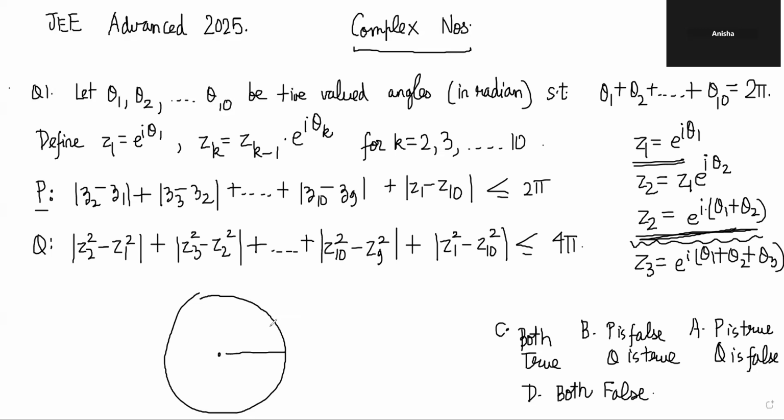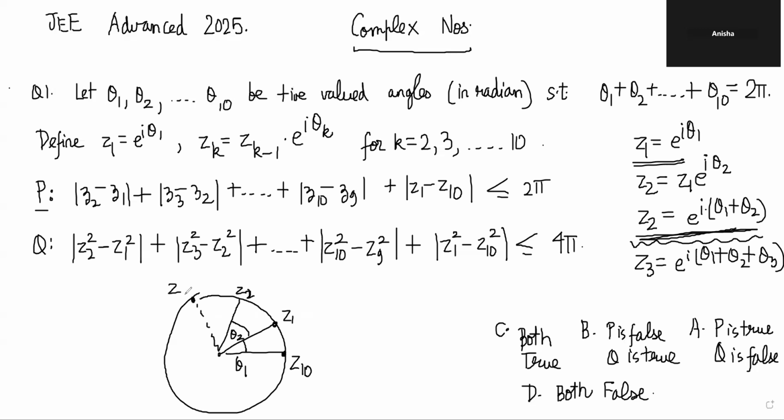Right. And the angles between them: if Z1 was starting from e power I theta 1 here, this is theta 1, Z2, this much angle is theta 2, right? Yes, sir. And when you go till Z10, Z10 comes up to here, because 2 pi will be coming back to here, right? Yes, sir.